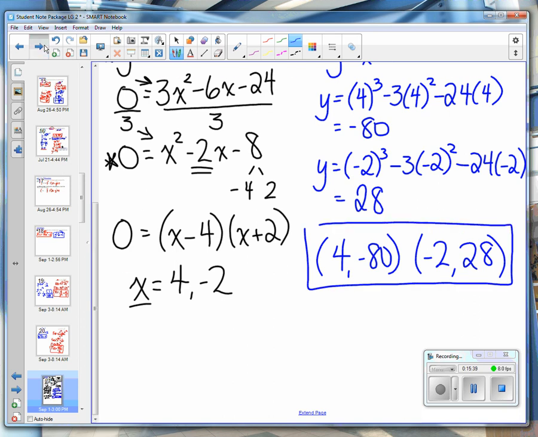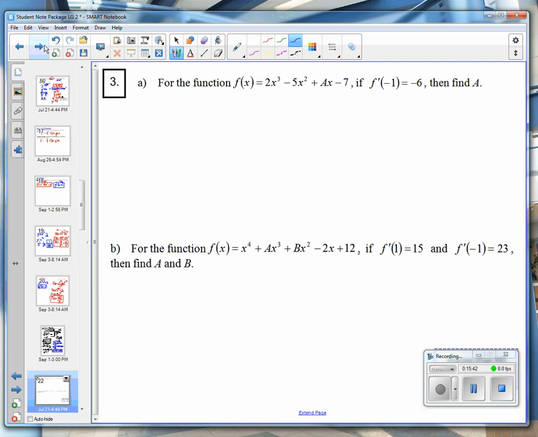All right. Last two questions that we're going to do for this lesson. We've got number 3 here. So it's saying for the function f of x equals 2x cubed, and so on. But you can see that there's an a in this, which is a little bit different. If f prime of negative 1 equals negative 6, then find a. All right, so this is a little bit different. You can see it's not saying slope. It's not saying find the points. It's saying what is a.